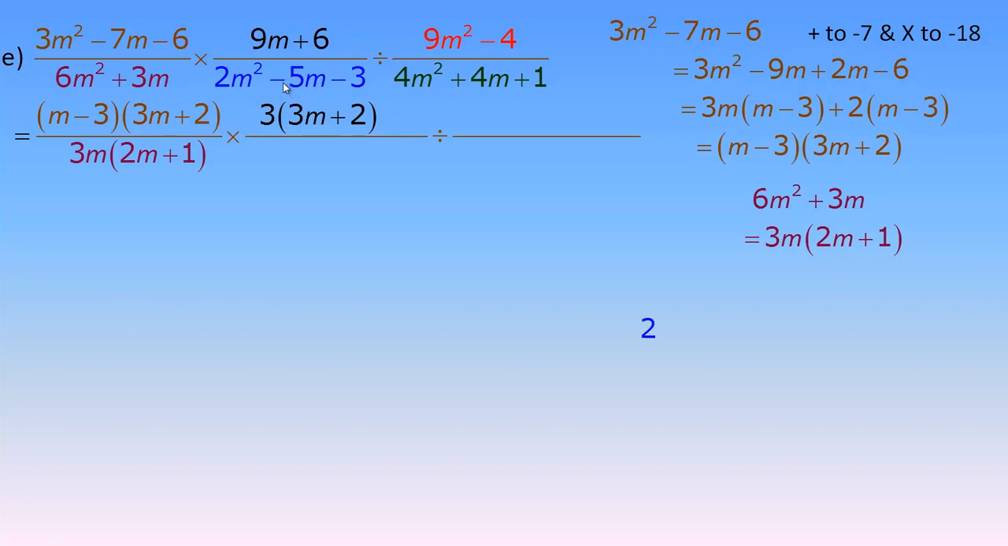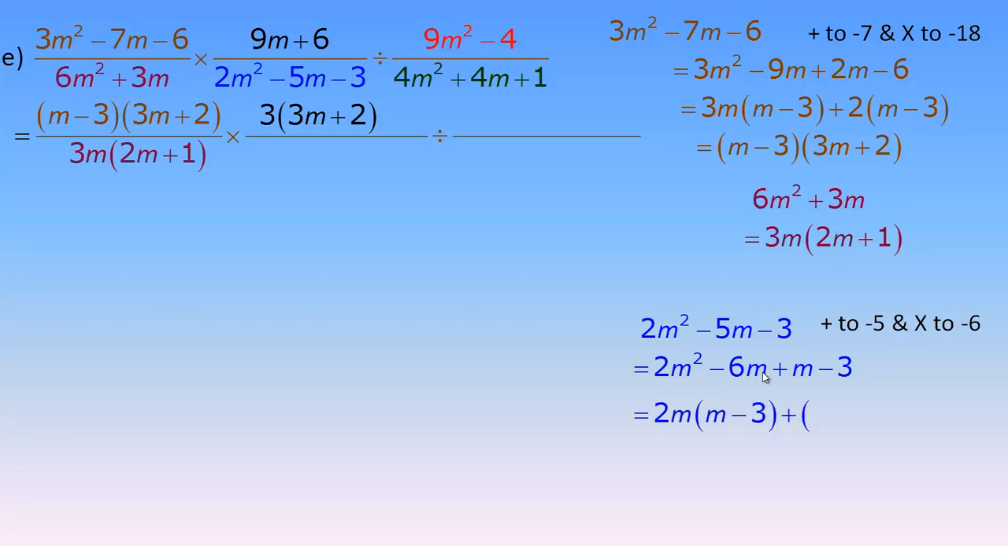And now this denominator, the 2m squared minus 5m minus 3. I'm going to use decomposition again. Adds to negative 5, multiplies to negative 6. And those numbers would be negative 6 and positive 1. So there's a common factor here of 2m. We can divide 2m into both of those. So we divide 2m into 2m squared, we get m. 2m goes into this minus 3 times. And then there's no common factor here, so we just put brackets around the m minus 3. And then m minus 3 factors out.